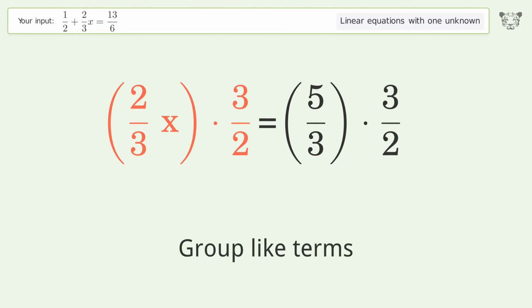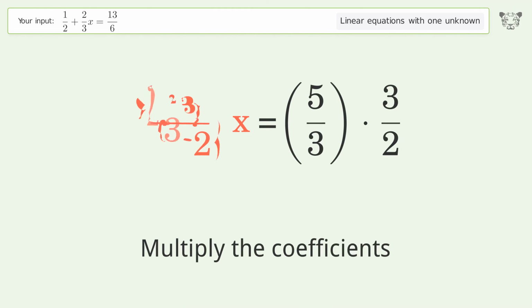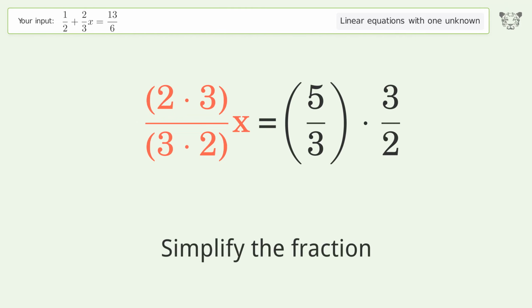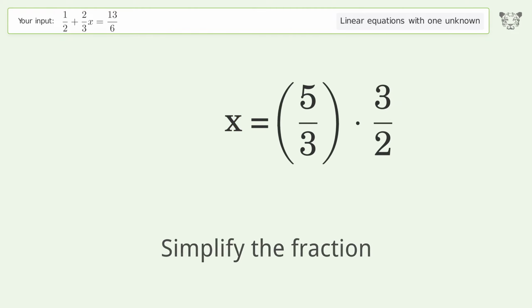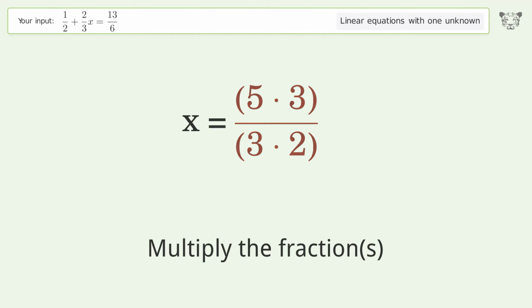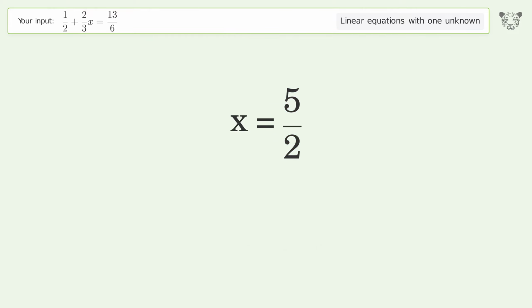Group like terms. Multiply the coefficients. Simplify the fraction. Multiply the fractions. Simplify the arithmetic. And so the final result is x equals 5/2.